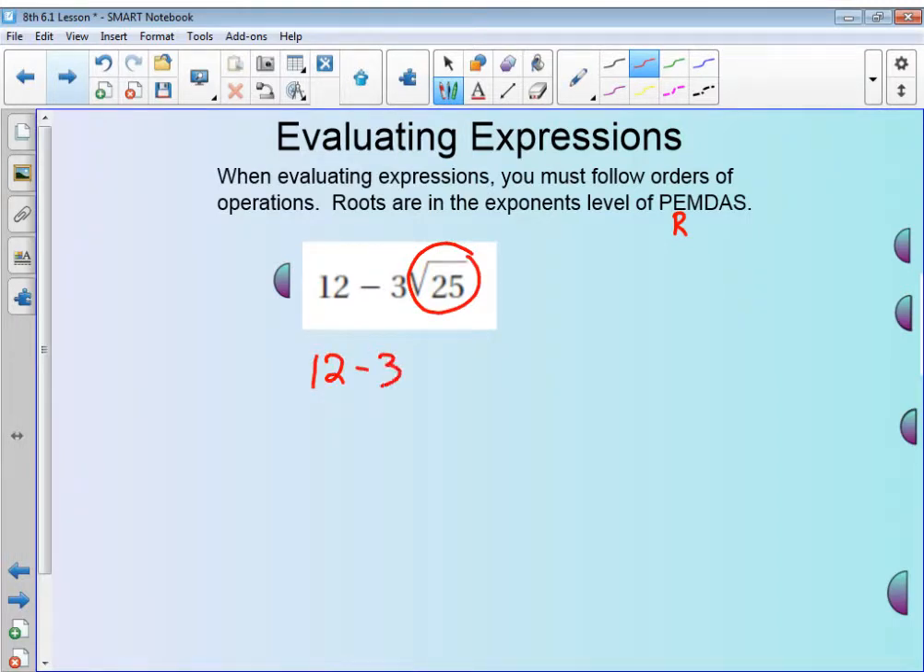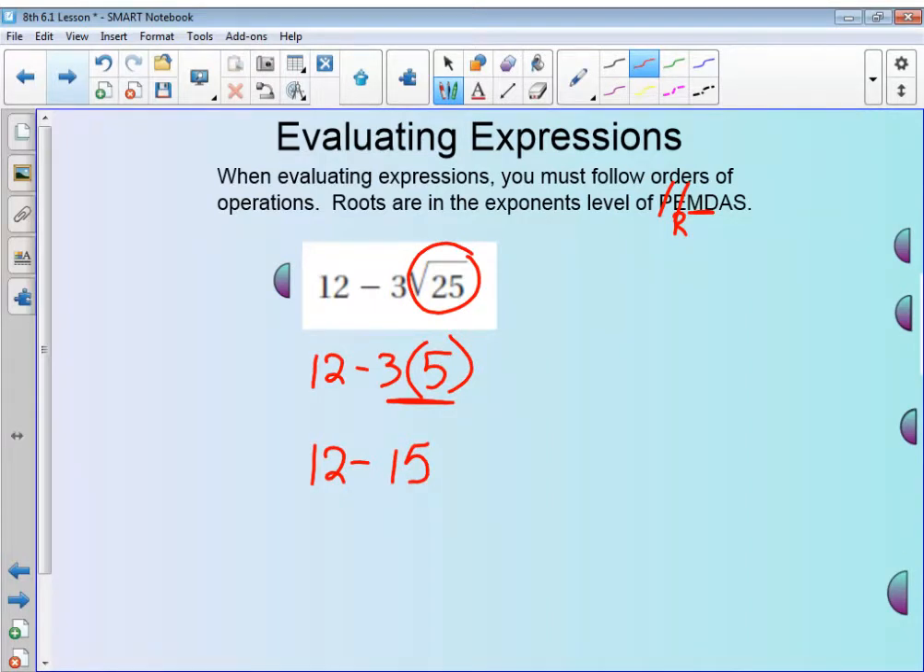12 minus 3, and then I put my answer in a parenthesis so I don't forget to multiply it, because that's how I'm used to seeing it. So the square root of 25 is 5. Okay, 5 times 5 is 25. So now I'm going to go ahead and move on. I've done my parentheses. I've done my exponents. I now do any multiplying or dividing. I see multiplication here. So I have 12 minus 3 times 5, which is 15.